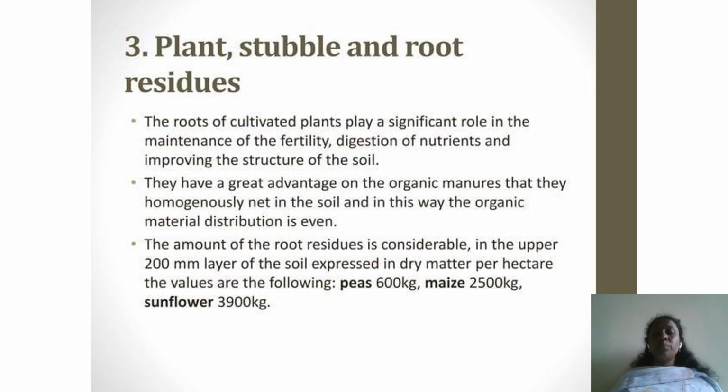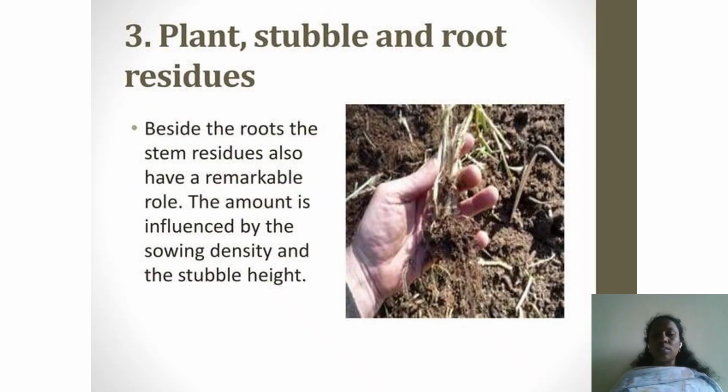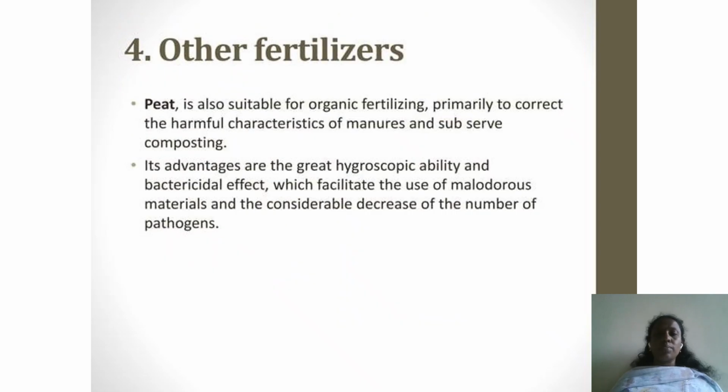Besides the root systems, distributors also have a remarkable role. They are also increasing the height. Other fertilizers, like heat, are also suitable for organic fertility, primarily besides the harmful characteristics of the plant, and any other organic or toxic waste which is released during the organic process. These things are helpful to utilize the water.